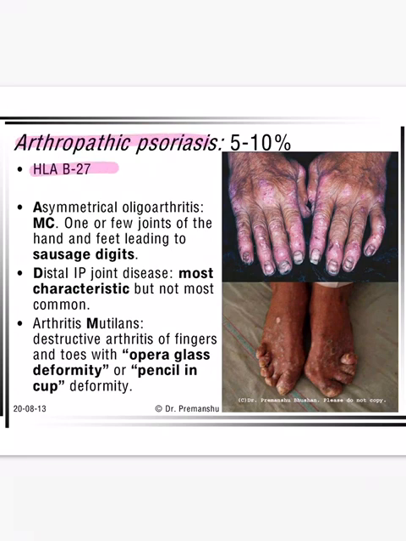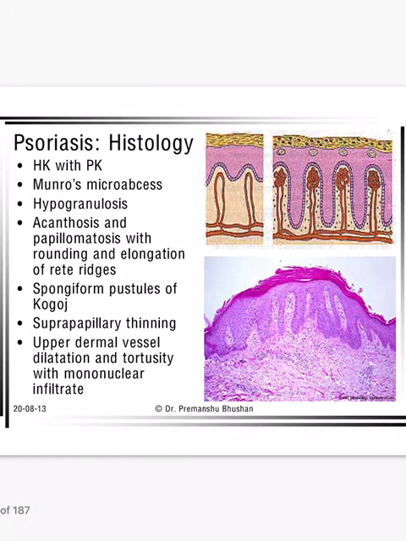Okay. See, if you see psoriasis associated with arthritis, that is HLA-B27 positive. It is asymmetric oligoarthritis, guys. And it involves the DIP, the most characteristic. Okay. Now, and it shows the pencil in cup deformity. See, how can you remember? Psoriasis. P for pencil in cup deformity, guys. Okay. S for sausage shaped digit, guys. O for oil drop sign, guys. That is pathognomonic.